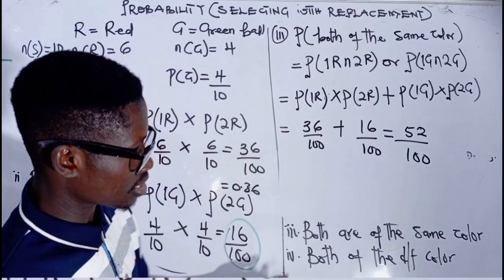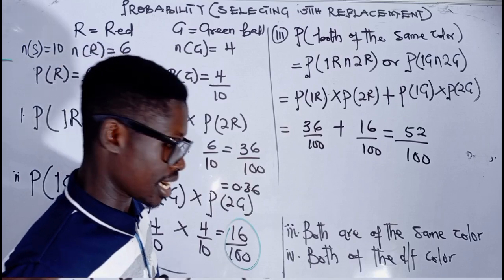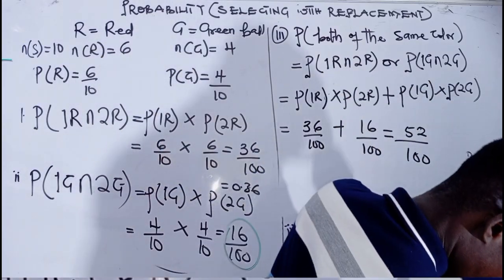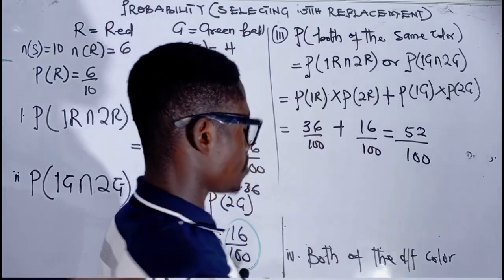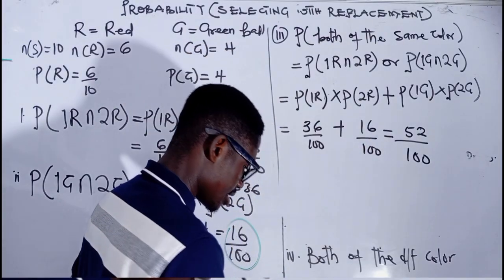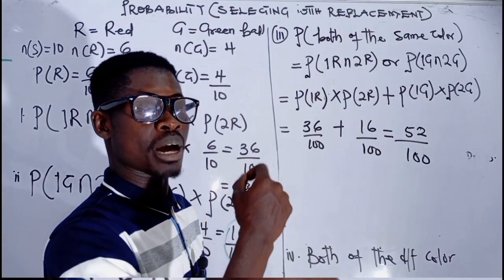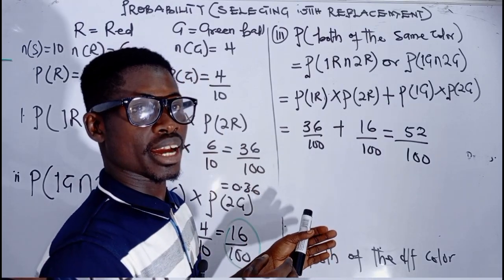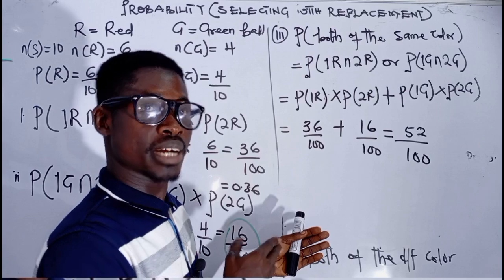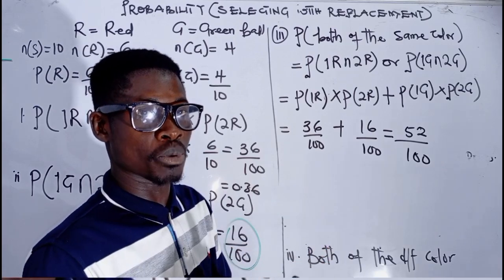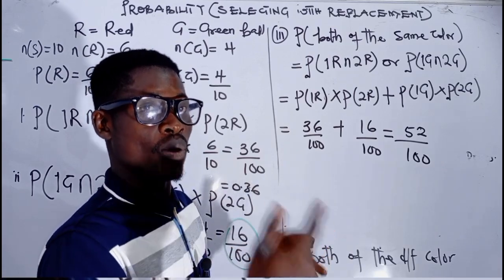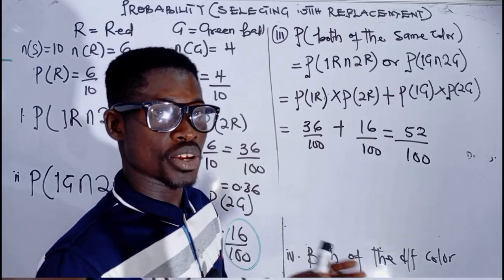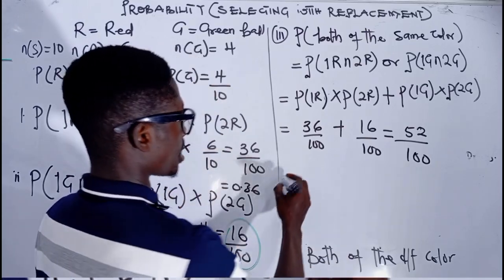Let's look at the last one. Both are of different colors. Both are of different colors means that on the first marble pick or on the first draw, we are getting a green marble, and then the second pick we are getting a red marble. So you can see that we have different colors. Or on the first pick we can get a green, and then on the second pick we can get a red. So we have different colors.